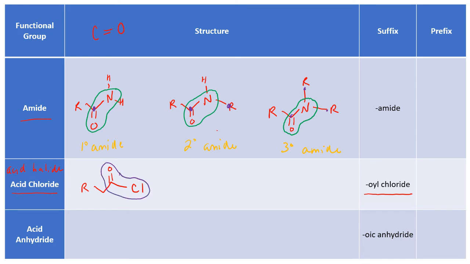That's the acid chloride. This is what an acid bromide would look like. R group, carbonyl, and then a bromo group directly attached to the carbonyl. So right here, this is an acid bromide. And the ending would change a little bit. The suffix, if we were naming that, would be oyl bromide.